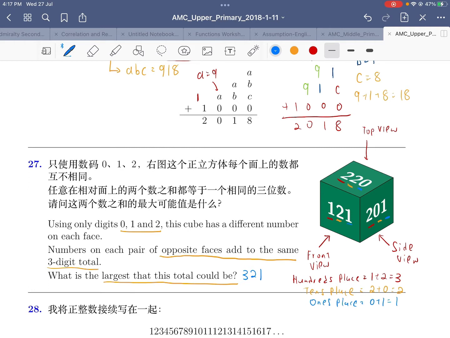Right, so this one will rely a little bit on geometrical thinking and being able to infer from the 3 sides of the particular dice. Now without further ado, let's move on to the next question.